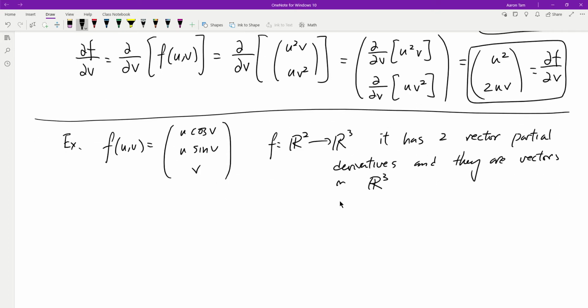And so now I'm ready to find the two partial derivatives. The two partial derivatives will be df over du and df over dv. And if you want to pause the video and just try to do it yourself and then check your answer, you should do so now before I continue. So what happens when I differentiate f with respect to u? Basically, I'm differentiating each of these with respect to u.